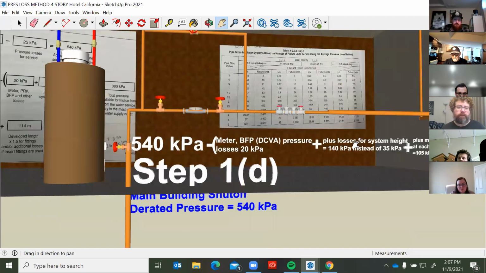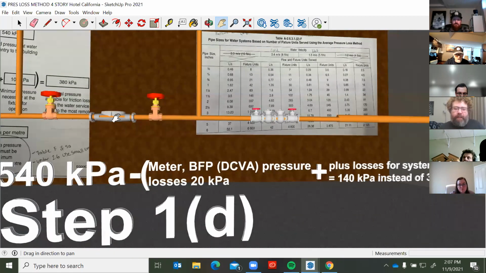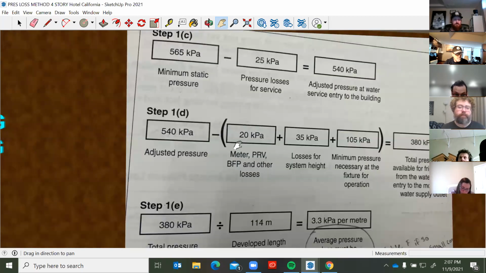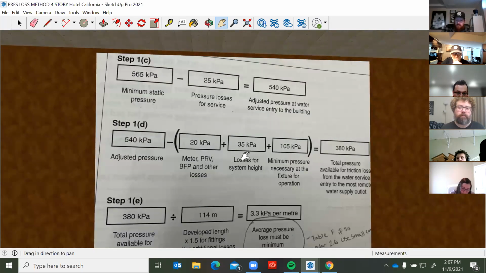Let's go here, and here is the same thing. We have a water meter. I don't have a pressure reducing valve on here. I didn't need one, so I didn't have it. So I have a water meter and a double check valve assembly. That's what this is, meter and DCVA pressure loss is 20 kPa. Still the same as this number here. Everyone get that? But now we're going to change it slightly, because the next one says you have to add the pressure loss of 35 kPa, and that is losses for system height.